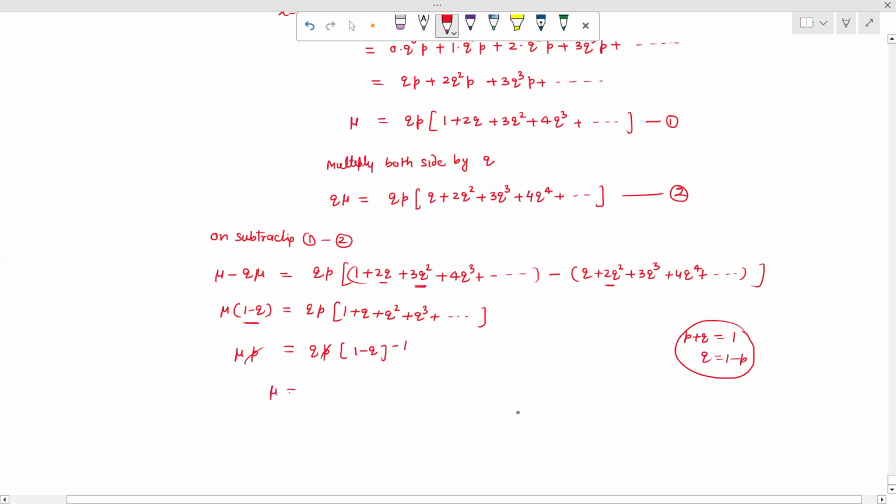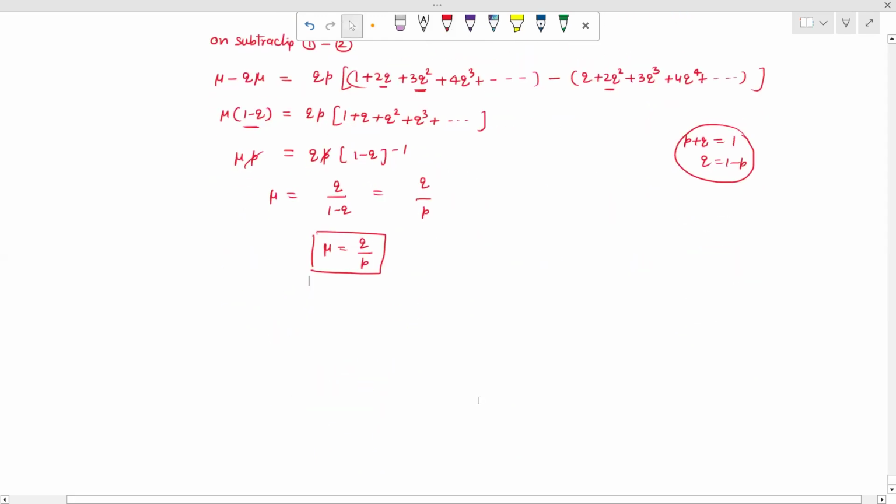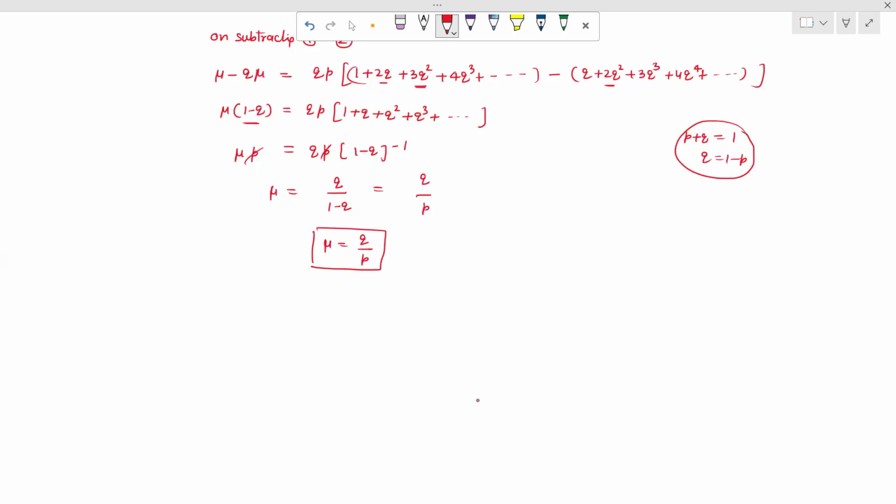So this mu can be written as q upon 1 minus q. Or what is 1 minus q? It means p. So q upon p. So mu is equal to q upon p. So this is the mean. So when we know p and q, we write down the mean. So this is the mean of geometric distribution. Similarly, we can calculate the variance. So now we take one question related to that.